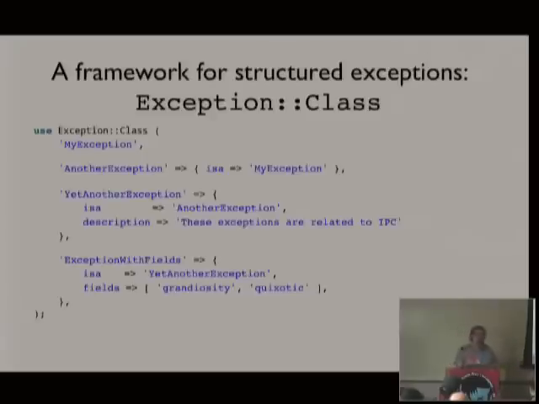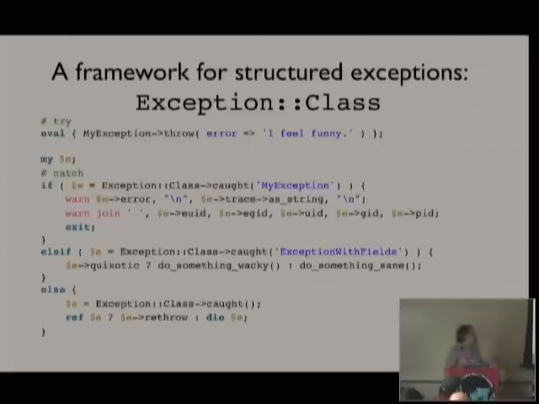So Dave Rolsky has this great module called Exception::Class that lets you set up exception hierarchies, very nice syntax. So you just use it, and then you have this, which is yanked straight out of the documentation, to set up your exception hierarchy. You can have inheritance. So yet another exception is another exception. You have descriptions. You can have fields where you can shove stuff into attribute slots. Awesome. And then you use it like this.